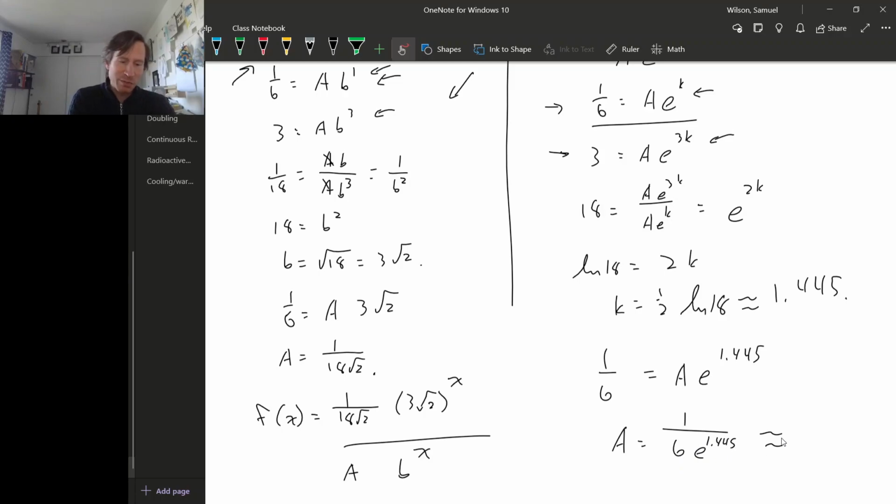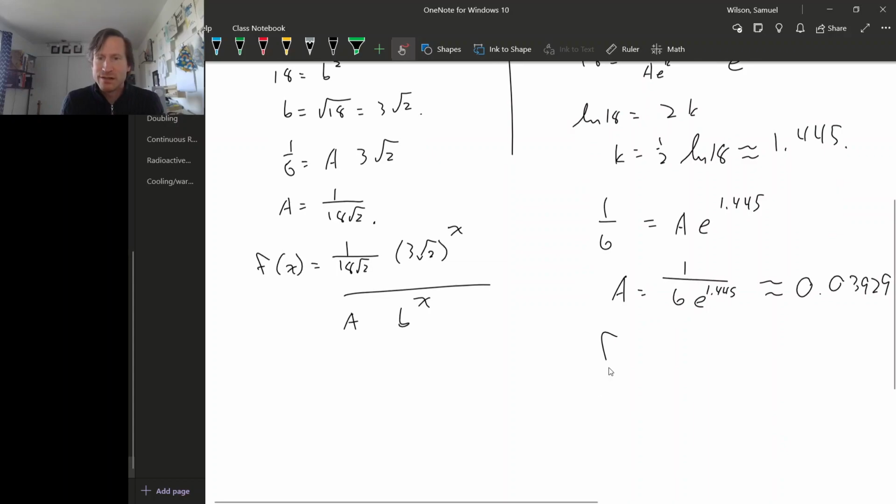And then we can get a decimal approximation for this. 1 divided by 6 times e to the 1.445. Careful with my parentheses. I get 0.03929. And so the function is f of x equals 0.03929 times e to the 1.445x.